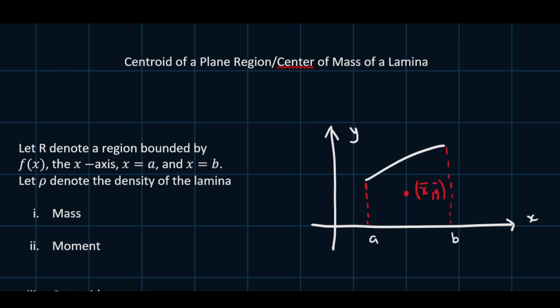Having said that, if we want to get the mass of this plane, gagamitin natin yung concept ng density. Now, in the previous video, we were introduced to the concept of what we call the linear density, kung saan kinoconsider natin yung ratio ng mass at saka ng length. Dito naman sa plane region, ang ating density will now be taken as mass per unit area.